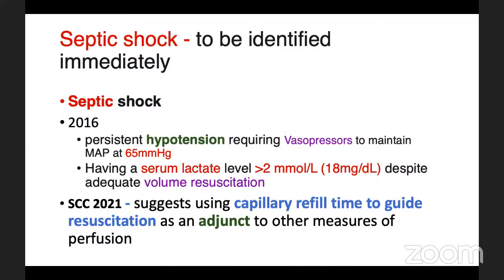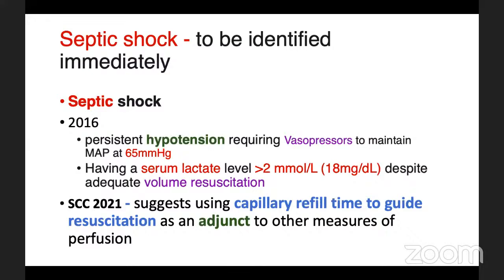Whereas there are patients who come with severe dehydration, the refill time will come back to normal after a fluid bolus, one or two, right? That is not septic shock. Septic shock is where the persistent low level of perfusion, low mean arterial pressure, or high serum lactate indicates it, right?